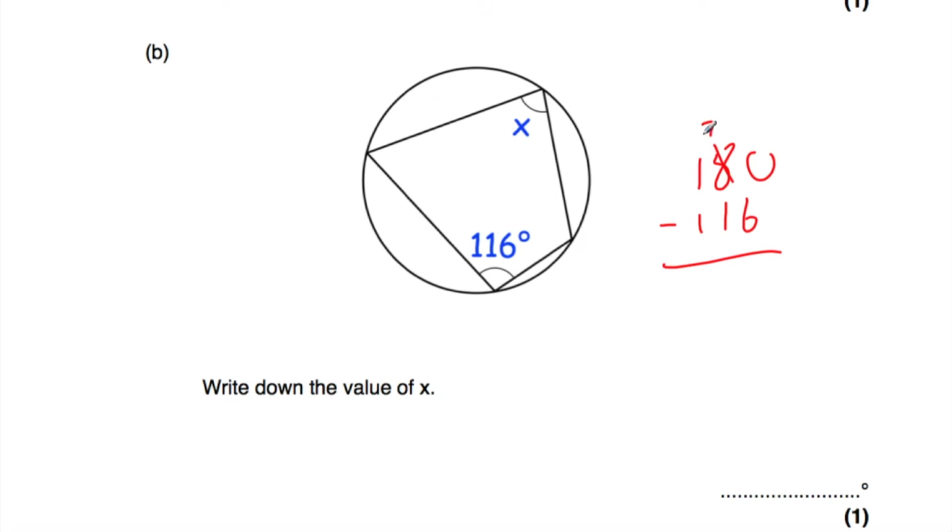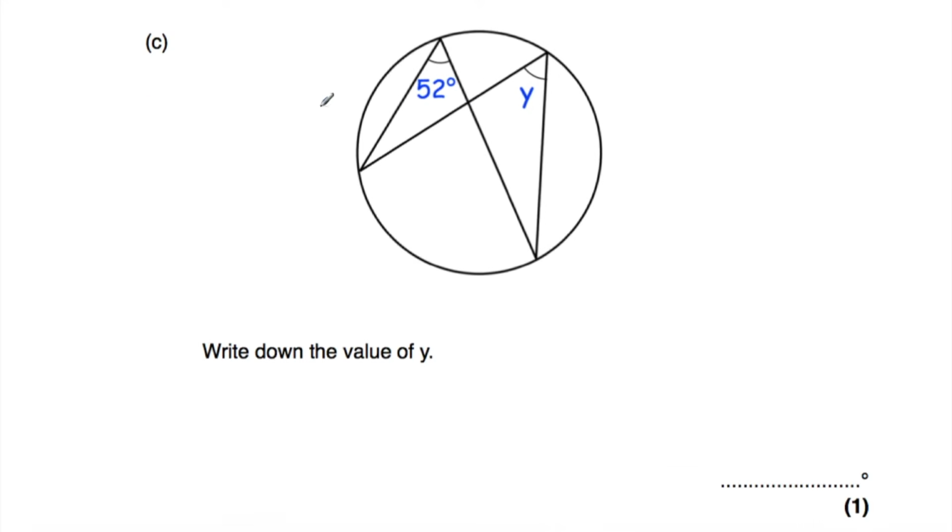So let's borrow. So that's a 7 and a 10. 10 take away 6 is 4. 7 take away 1 is 6. And 1 take away 1 is 0. So that means that X is 64 degrees. So 64 plus 116 is 180 degrees. Fantastic.